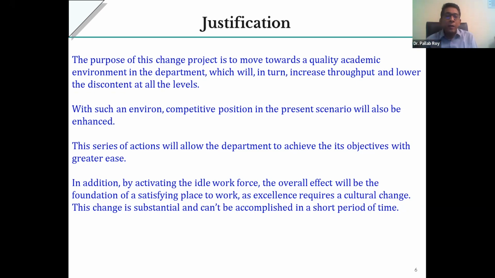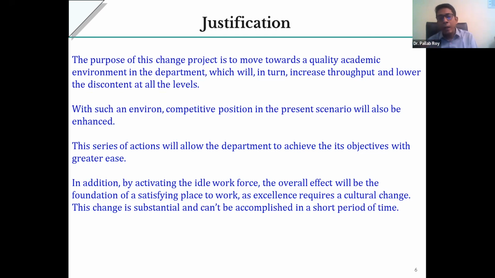And at the same time, one priority issue that I always personally feel is that we need to activate the idle workforce. We need to activate the idle workforce, and thereby the overall effect will be that everyone will be satisfied.